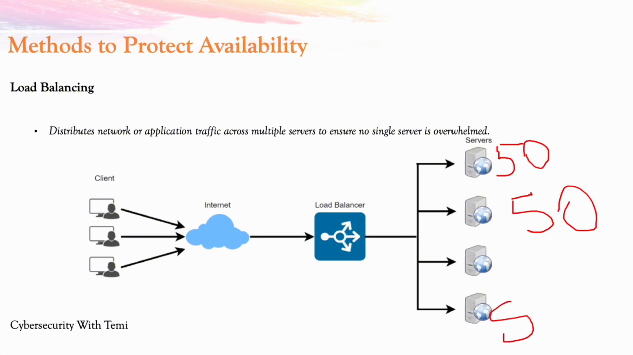Say this one is sick. This one is sick. For some reason, there's a problem. It cannot take any requests. The load balancer automatically knows and routes traffic to just these 3. So these 3 will be the ones managing the traffic coming from the users. And all of these things happen in the background so that you will not even know at all. You just see that you're having a seamless experience, but this is what happens in the background.